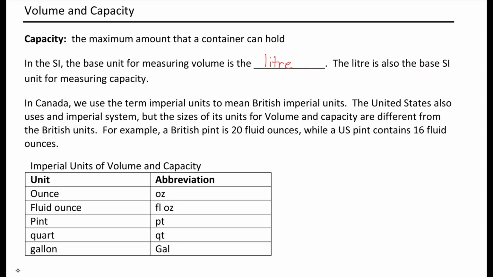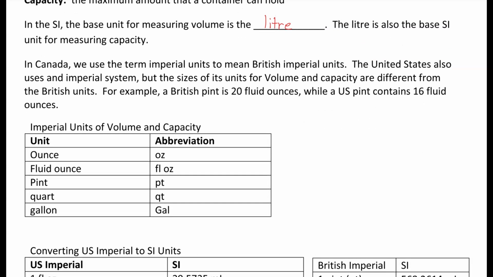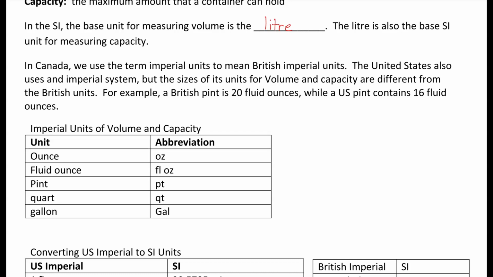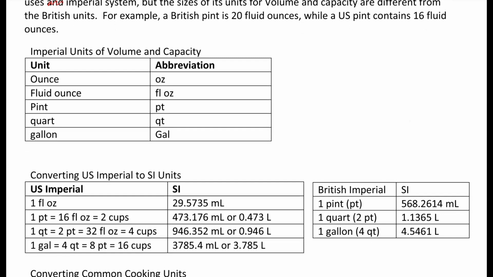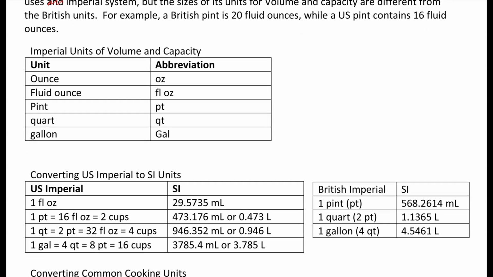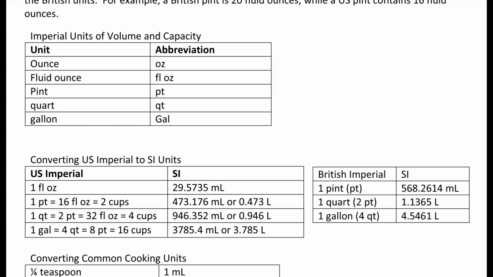In the SI, the System International, the base unit for measuring volume is the liter. So this is our base unit that we're going to use. And the liter is also the base SI unit for measuring capacity. In Canada, we use the term imperial units to mean British imperial units. The United States also uses the imperial system, but the sizes of its units for volume and capacity are different from the British units. So for example, the British pint is 20 fluid ounces, while the US pint contains 16 fluid ounces. Now, we have a chart set up below to help you out with this.